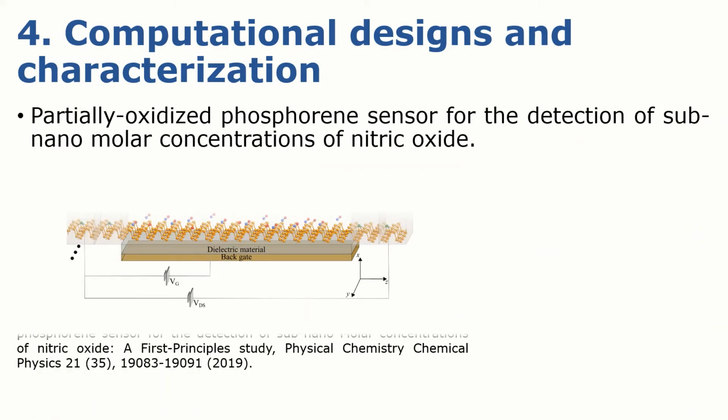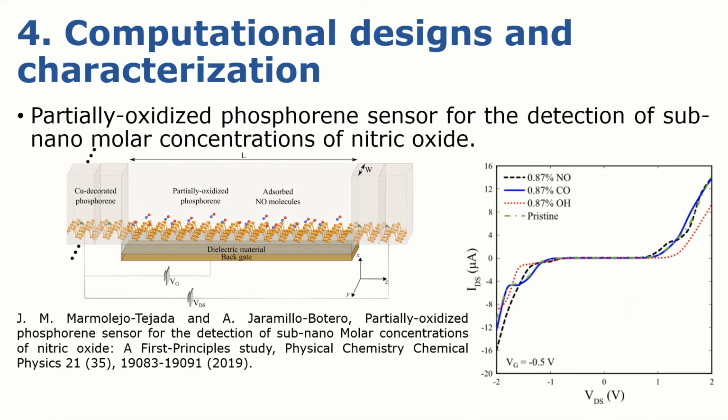Here is our field effect device, whose channel is phosphorene with partially oxidized surface. We chose a random distribution of oxygen atoms in the dangling position, covering 4% of the surface area, so that we had available sites for absorbing our molecules such as NO, which is a biomarker for asthma in a person's exhaled air. For the electrodes, we use copper atoms for getting metal-like behavior.